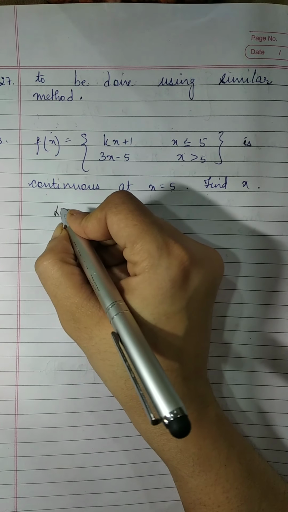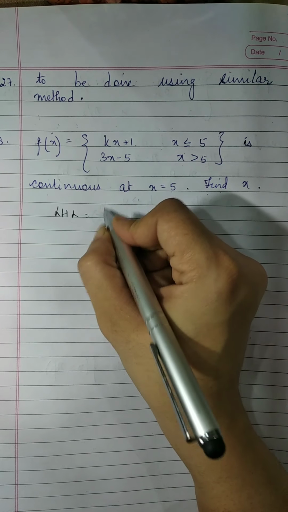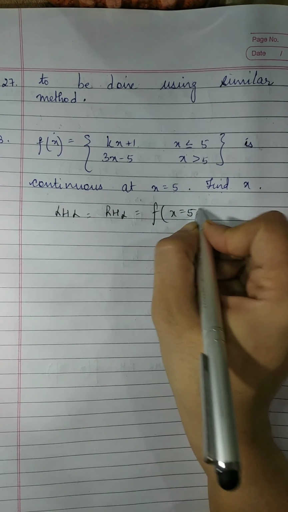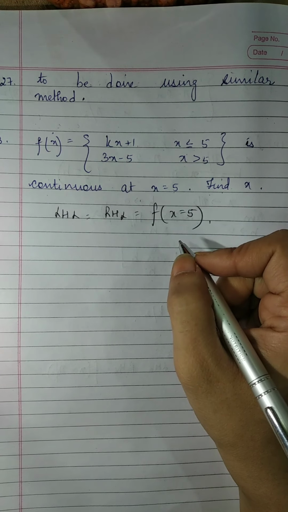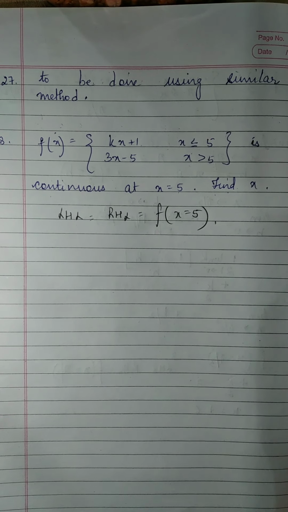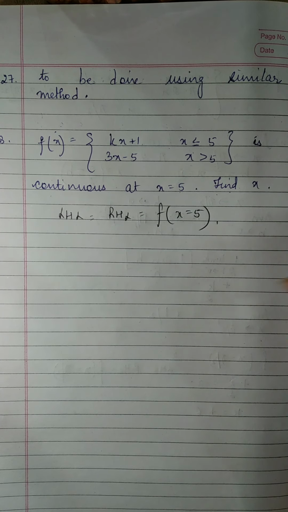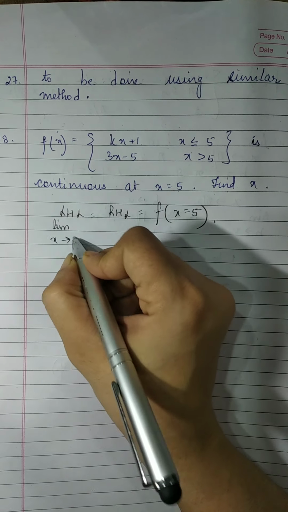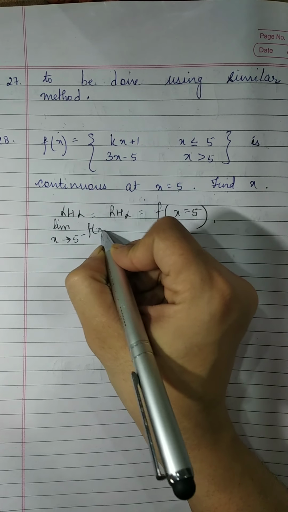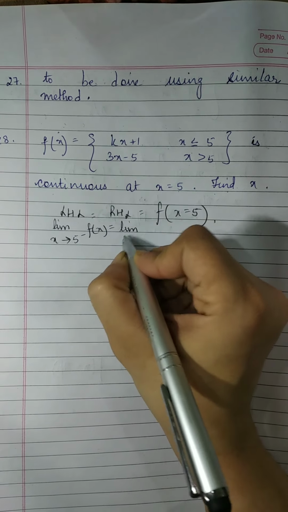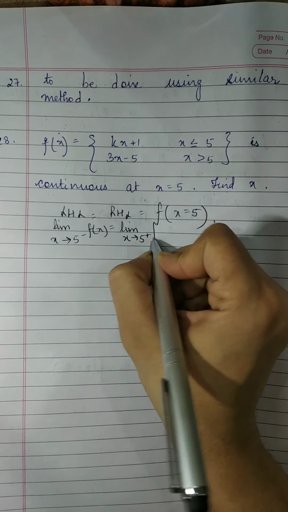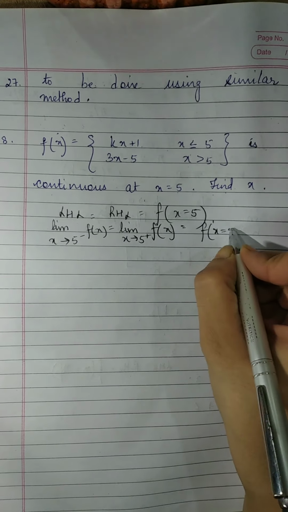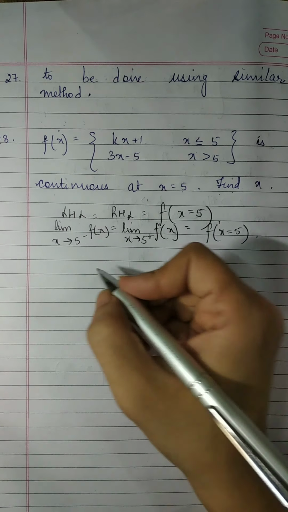So going by the condition, first of all, left hand limit is equal to RHL is equal to the value of the function at x equal to 5. Why? Because the function is continuous. It is given that the function is continuous at x equal to 5. So limit x tends to 5 negative f(x) is equal to limit x tends to 5 positive f(x) is equal to the value of the function at x equal to 5, right?